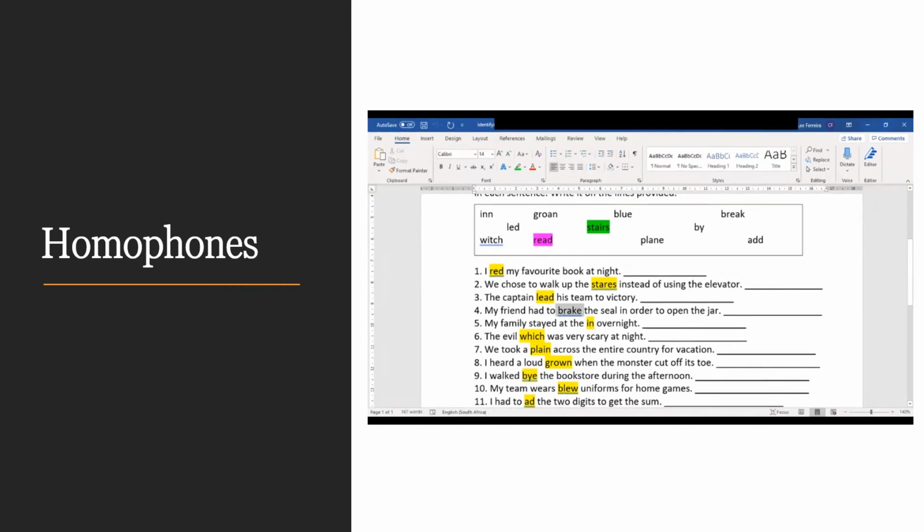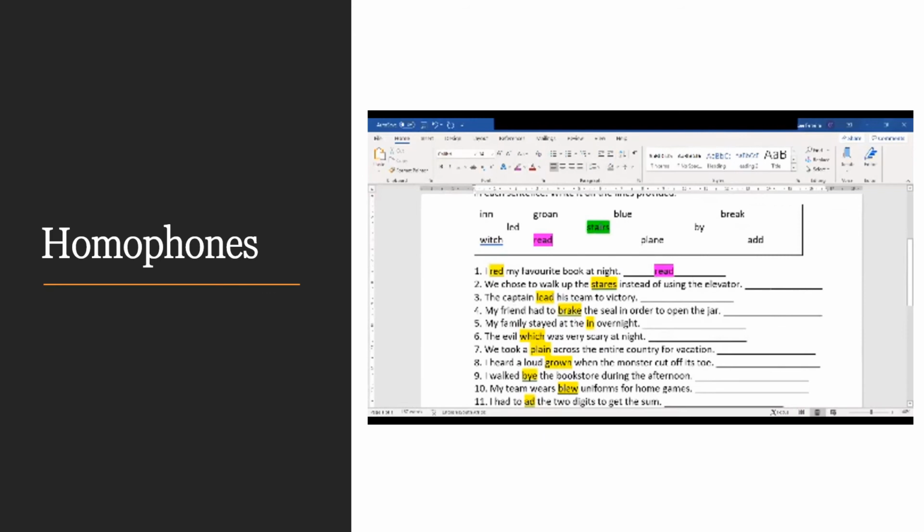So you have to find the homophone of break. If you read, I read my favorite book at night, then the word read is wrong. Then you just have to fill in the word: I red my favorite book. Then you fill it in on the line. And when you're done with the word from the block, then you can just draw a line through it so that you know you've already used it.